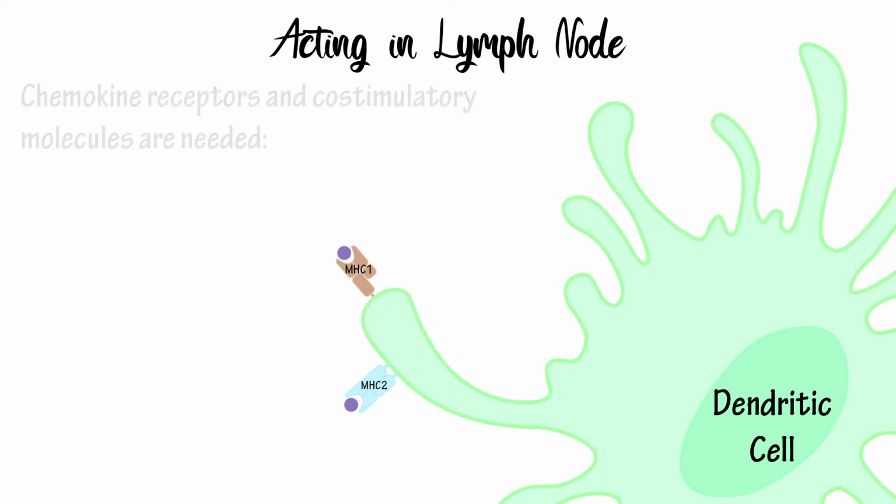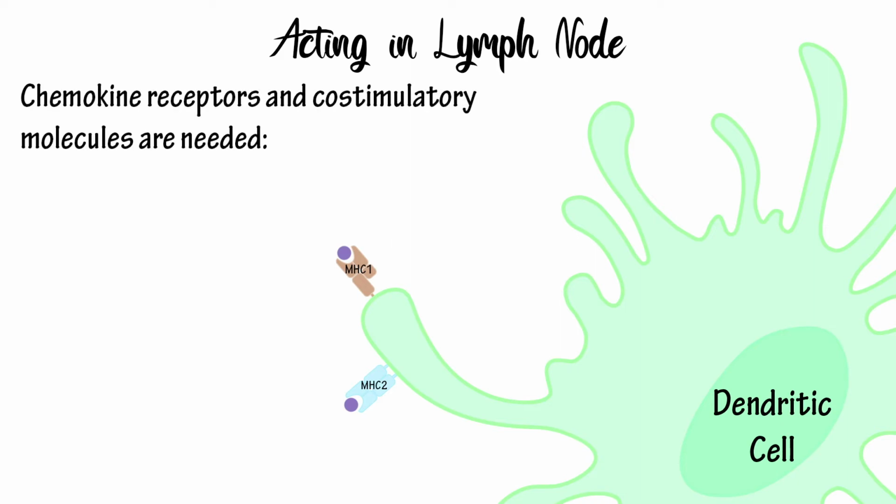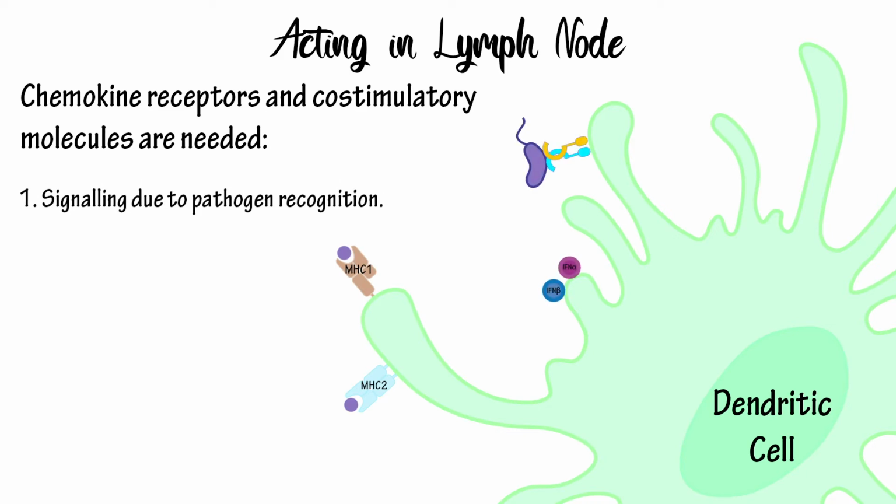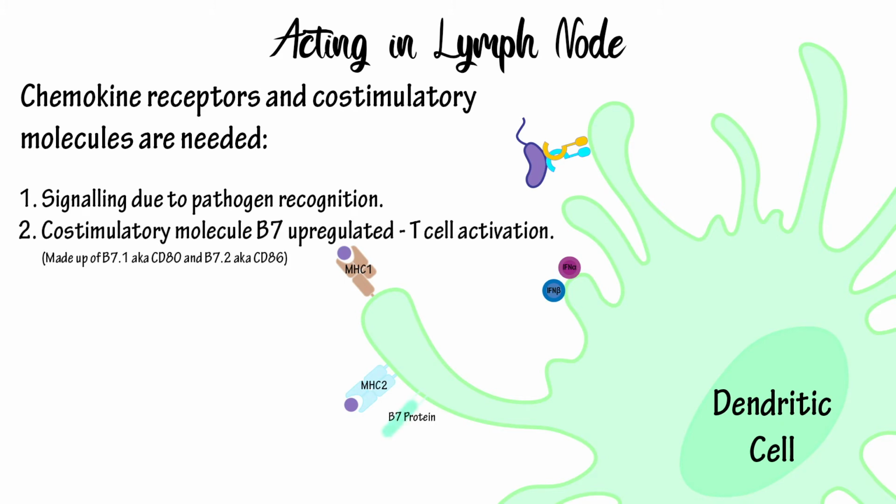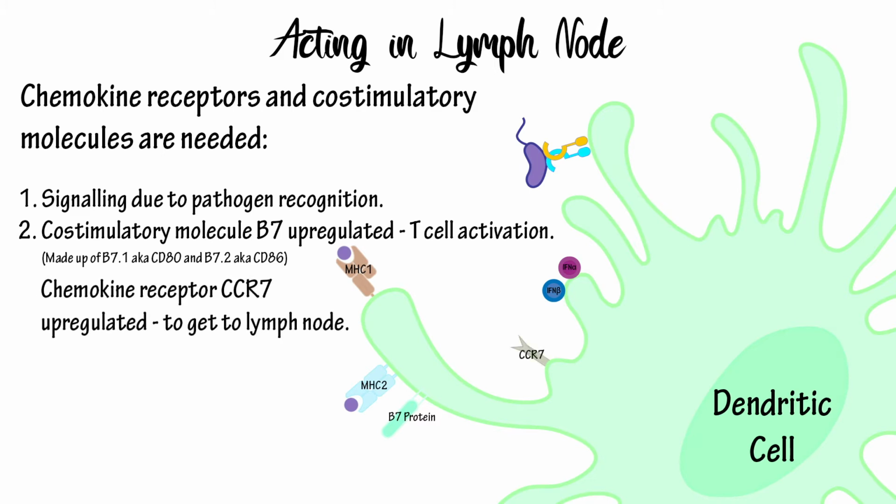To allow these antigen presenting cells to travel to the lymph node and increase the chances of activating T cells, chemokine receptors and what's called co-stimulatory molecules are upregulated. These molecules are either upregulated due to recognition of foreign pathogen by toll-like receptors, or when our type 1 interferons alpha and beta bind to the cell. The co-stimulatory protein B7, made up of B7.1 and B7.2, are upregulated as a result. Co-stimulatory molecules are needed to activate T cells. The chemokine receptor CCR7 is also upregulated, which allows these cells to travel to the lymph node to activate T cells.